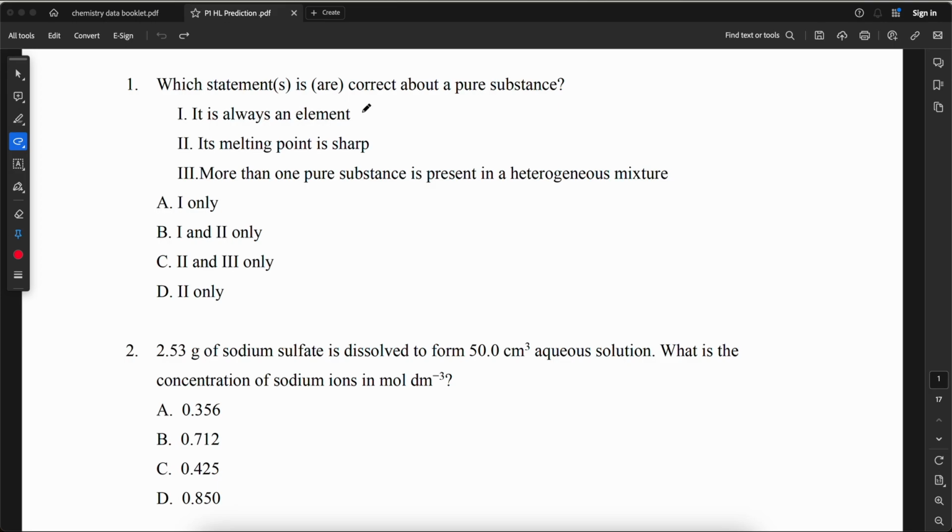Its melting point is sharp as they melt at a specific temperature. More than one pure substance is present in a heterogeneous mixture. Heterogeneous is a non-uniform composition made by different substances physically mixed together. So 2 and 3 are correct. The answer is C.